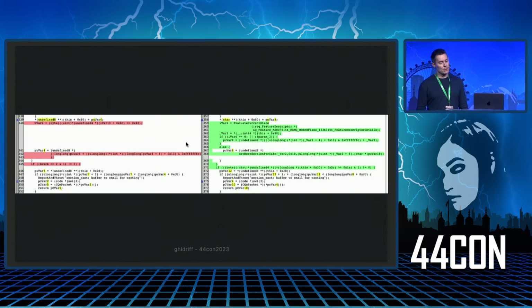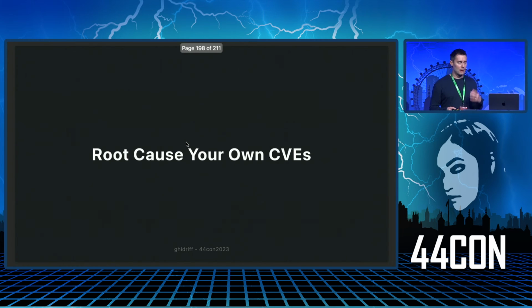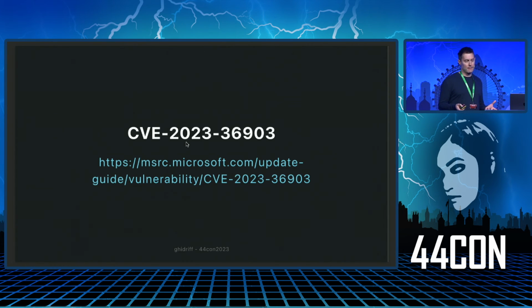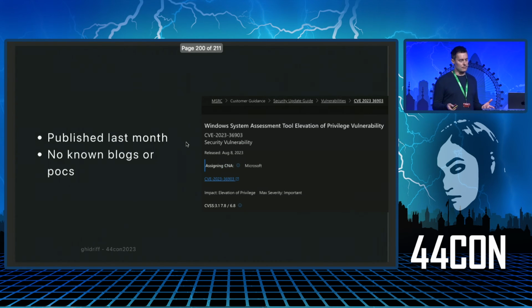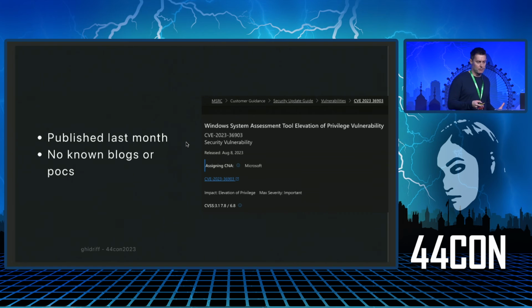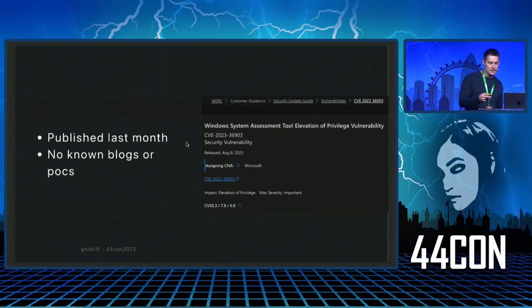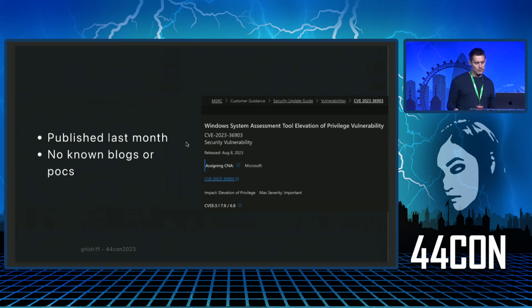And so what I'm just trying to show you here is that we can leverage ghidriff to look at CVEs, just like prominent security researchers are doing. But you can also go do this for yourself. I took a CVE from August, and I didn't know anything about it. It was published last month. There were no blogs or POCs. All I knew is it said Windows System Assessment Tool. I'm like, okay, great. What is that?